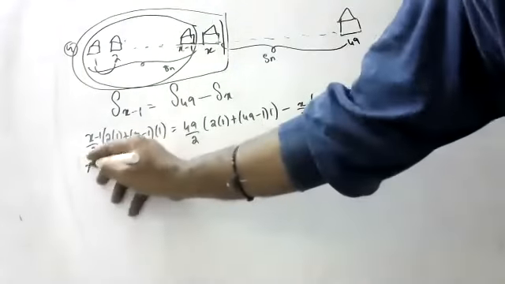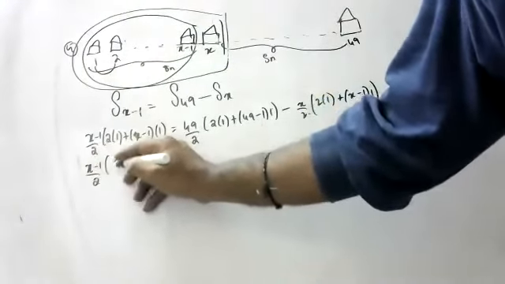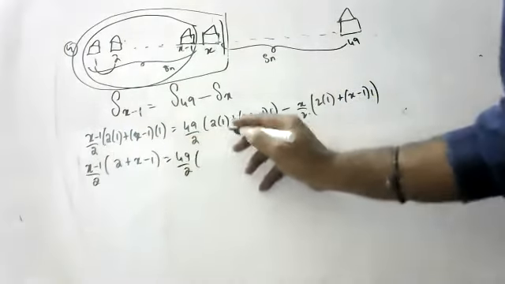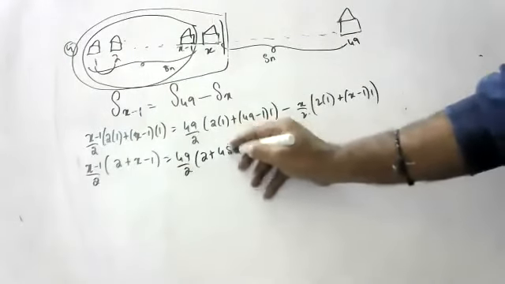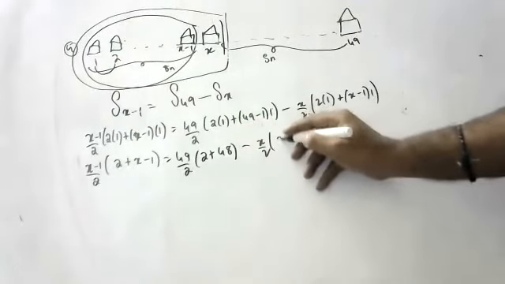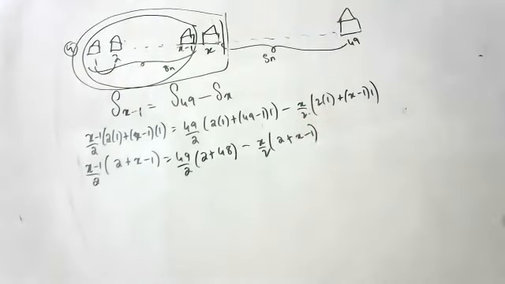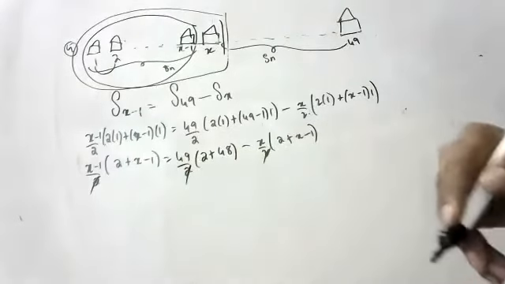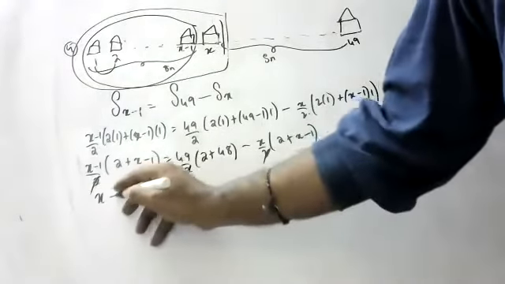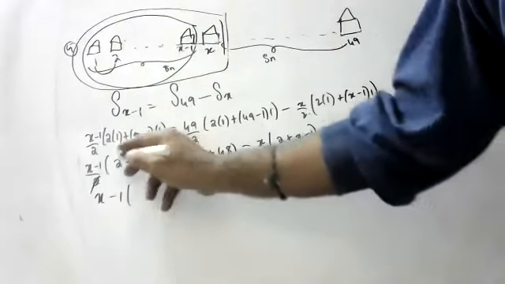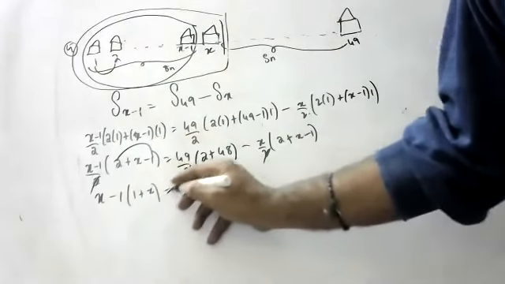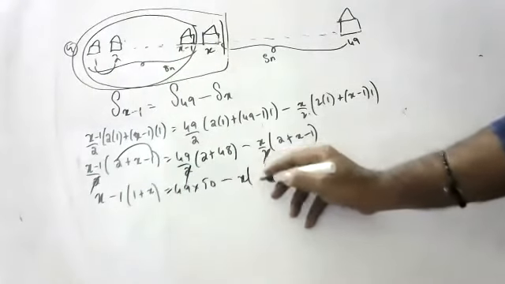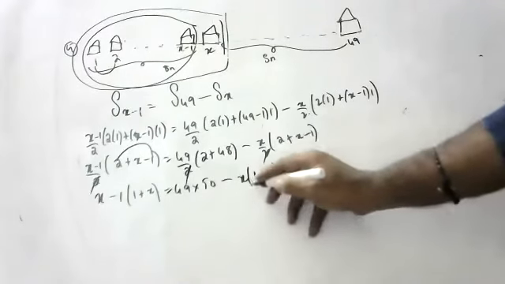X minus 1 by 2 into 2 plus x minus 1 is equal to 49 by 2 into 2 plus 48 minus x by 2 into 2 plus x minus 1. If you don't mind, I'll cancel 2, 2, 2. It will be easy for you to do. X minus 1 into 2, 1 plus x is equal to 49 into 50 minus x into 1 plus x.